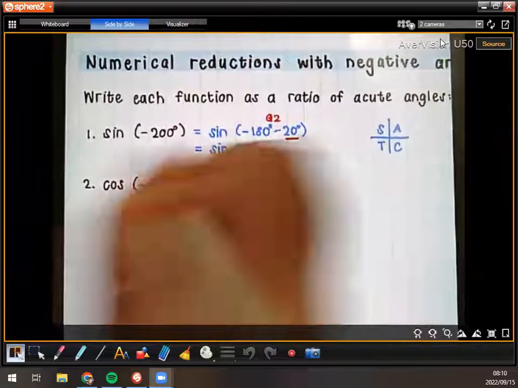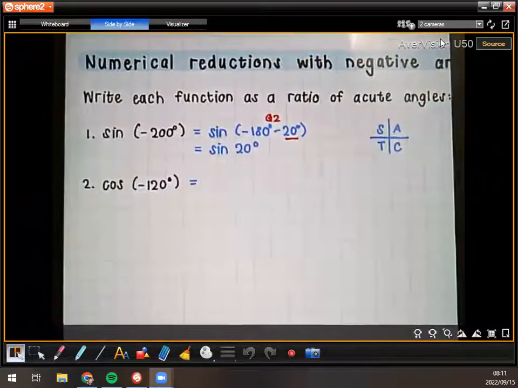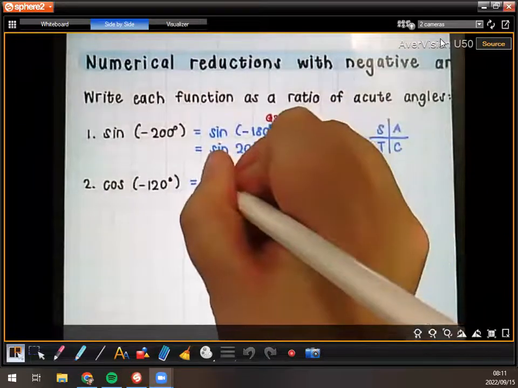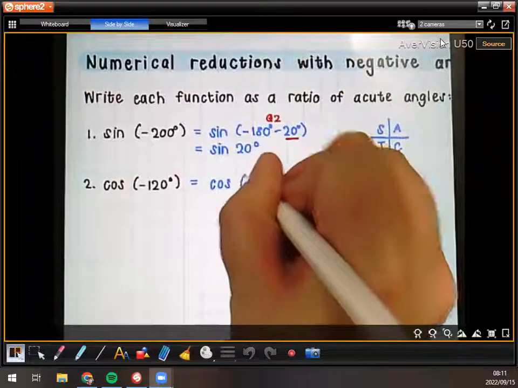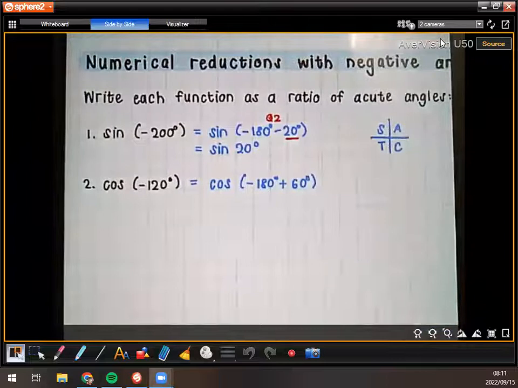Let me do another one. Cos of negative 120. Now, because it's negative, we can't use 180 minus or 180 plus. Sorry, we're going to have to do negative 180 minus or negative 180 plus. What do you guys think? To get to negative 120, we do negative 180 plus 60. All right, so we're going to do cos of negative 180 plus 60 degrees.